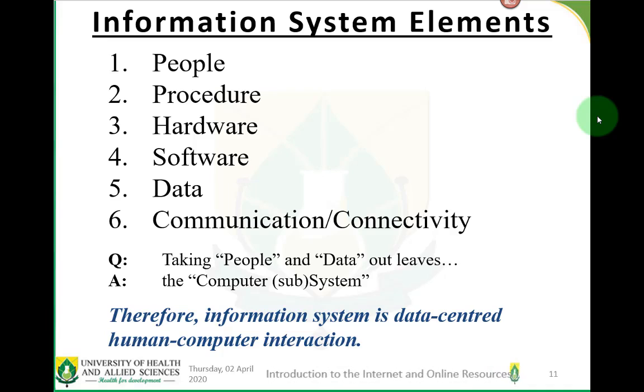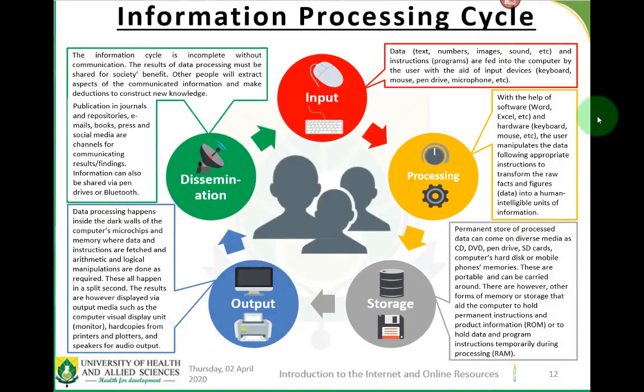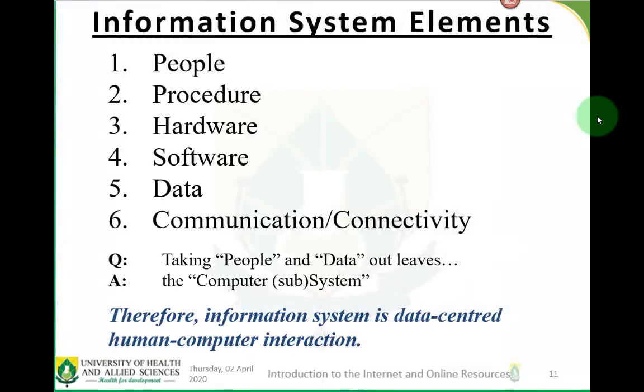It is important, however, to look at what happens if you take out people and data. People bring the data, which are the raw materials, to the computer system for processing. You will see the rest of the elements left can simply be considered the computer subsystem of the information system. And so this particular module can be summarized as human-computer interaction. So what we are going to do basically is about how people can interact with computers to draw knowledge resources that are presented over the internet.